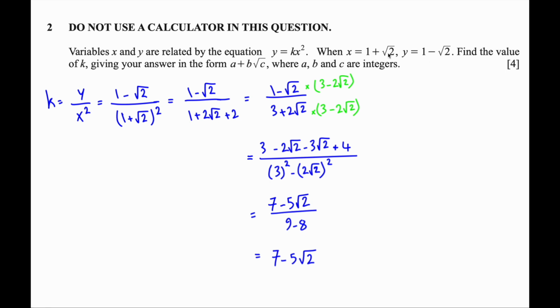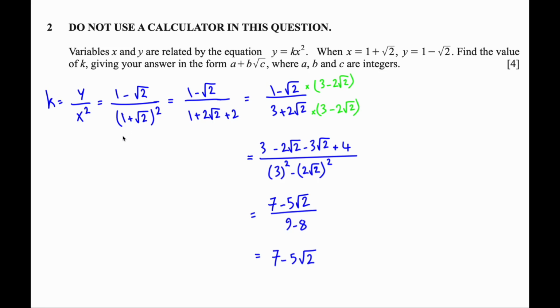X is 1 plus square root of 2 and y is 1 minus the square root of 2. We have to find the value of k, and we're given a specific format which we have to follow, which looks like we're gonna end up having a surd, and a, b, c has to be found. So first of all, I'm gonna go ahead and make k the subject of my equation by dividing both sides by x squared, and then I'm gonna plug in the initial value which is given to me over here.